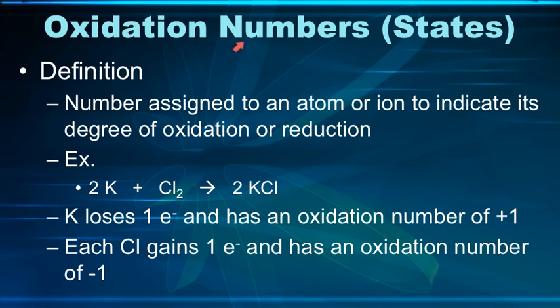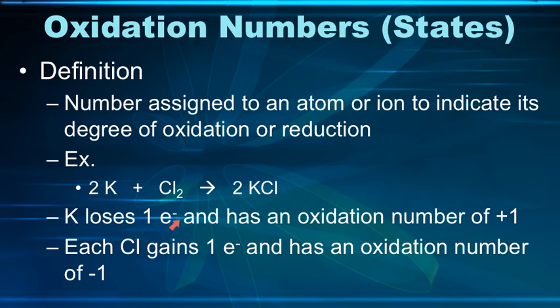As far as electrons moving around, they're going to have an effect on the charge, or what we're going to call now the oxidation number of something. That's the number assigned to an atom or ion to indicate its degree of oxidation or reduction. In this example, we've got potassium atoms with diatomic chlorine yielding potassium chloride, 2 units of potassium chloride.